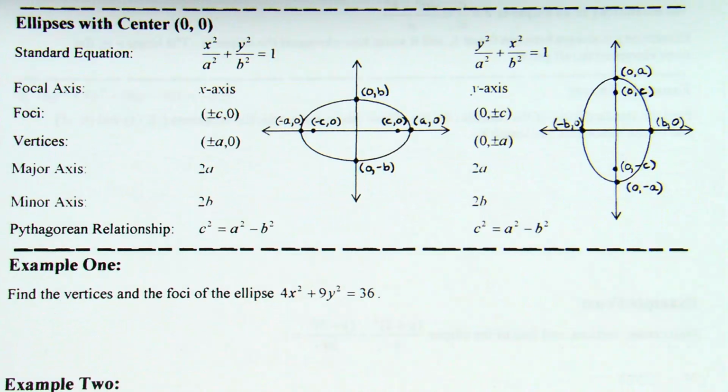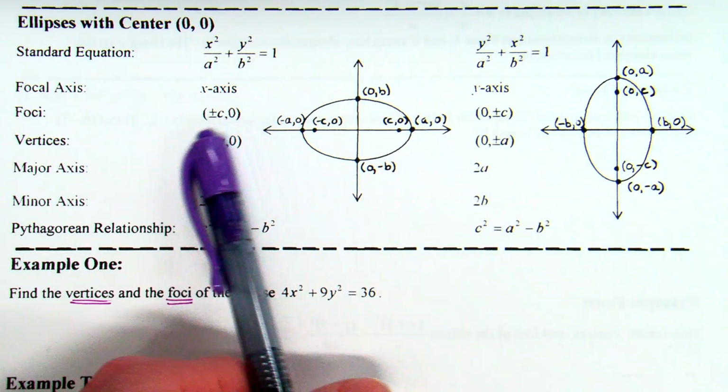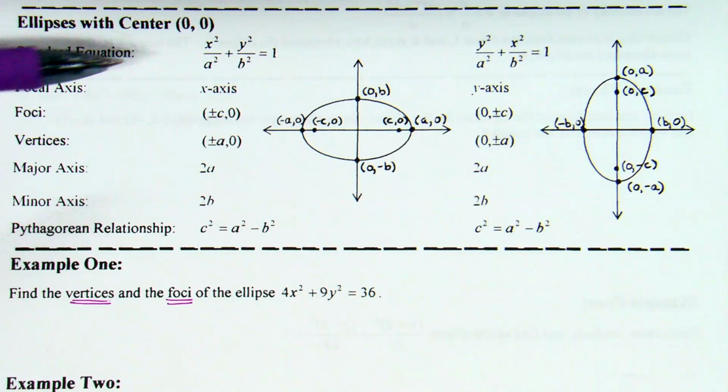Well, take a peek here. If we're talking vertices and foci, what do we have to know? And we haven't even talked about whether this is a horizontal ellipse or a vertical ellipse, right? But either way, to know our foci and our vertices, we're going to have to know A and C, yes? Well, notice C isn't even in the equation. We'll talk about that in a moment. But in order to find A, we first have to get our equation in standard form.